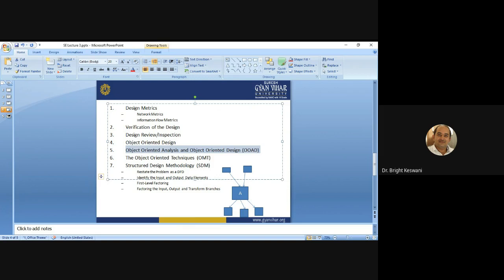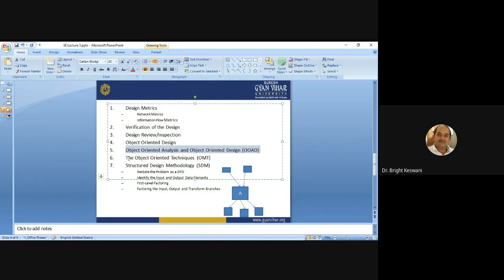But object oriented analysis is connected with the real world problem and the problem representation, because in object oriented analysis your problem representation is related to the real world problem. So this is a short description of object oriented analysis and object oriented design. In detail we will discuss later on.